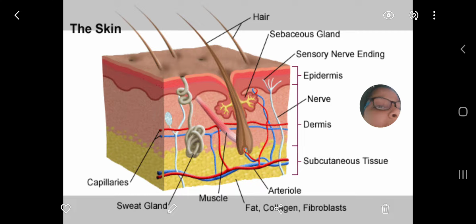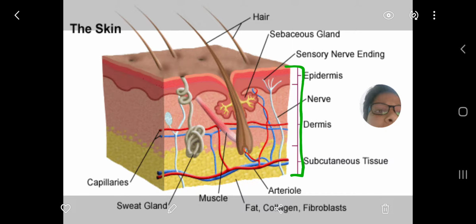Because you can see how complex this skin is. There are sensory nerve endings, epidermis, nerve, dermal, subcutaneous tissue, and many other things. So it is a protective layer around our body that protects us from many diseases, many infections. So we will learn each and every part of our skin in detail.